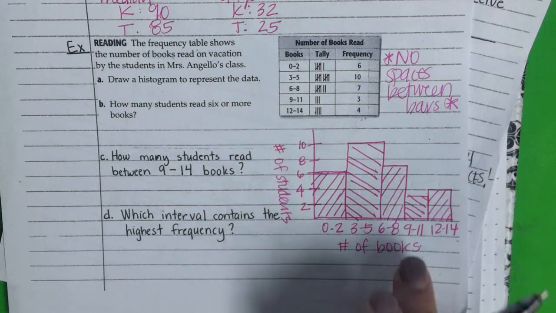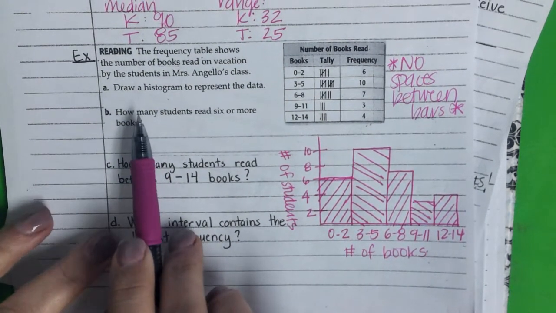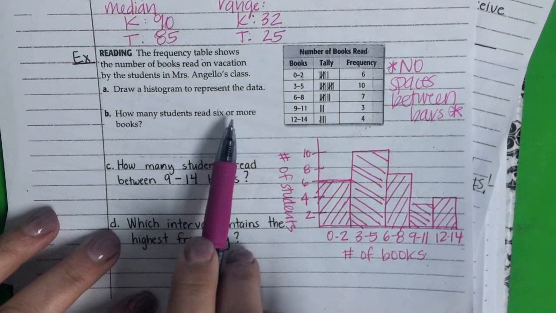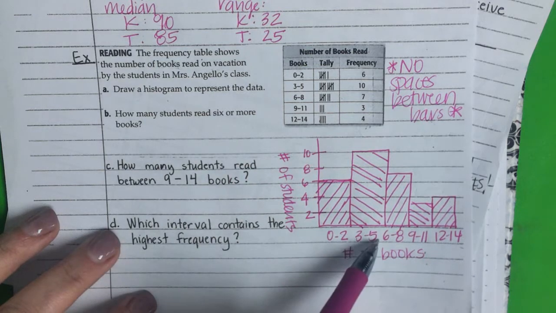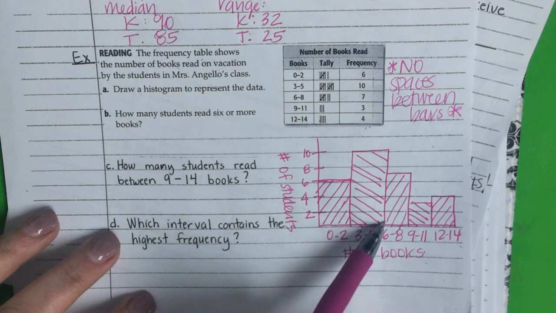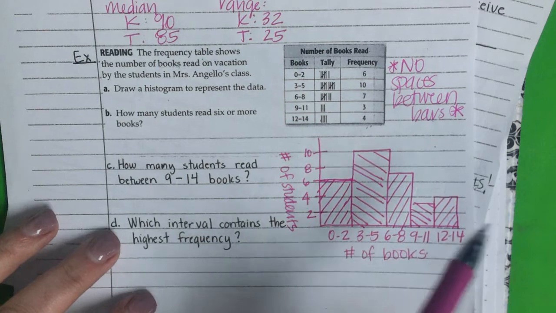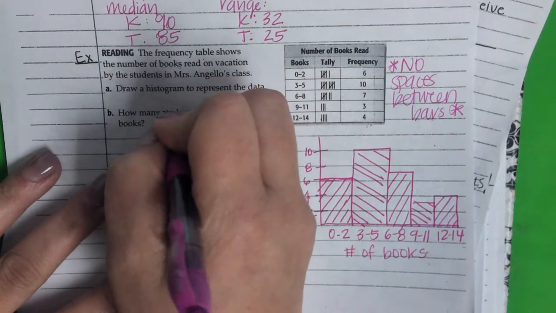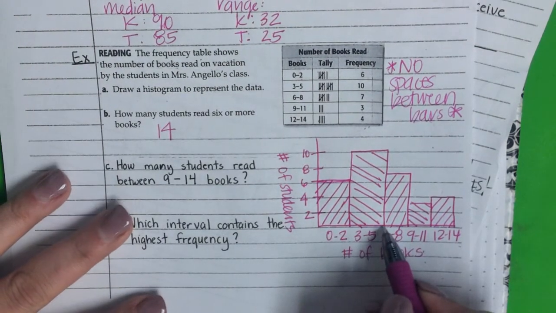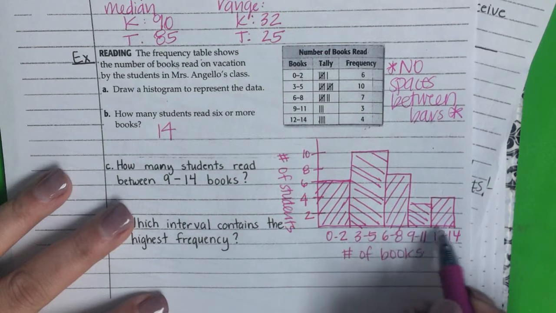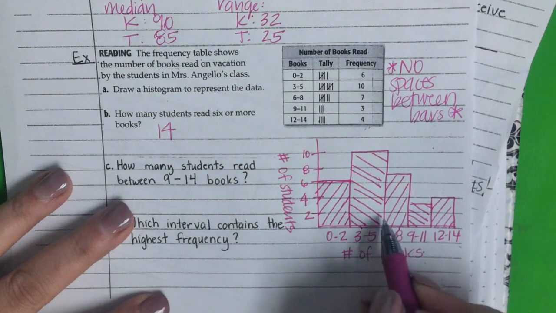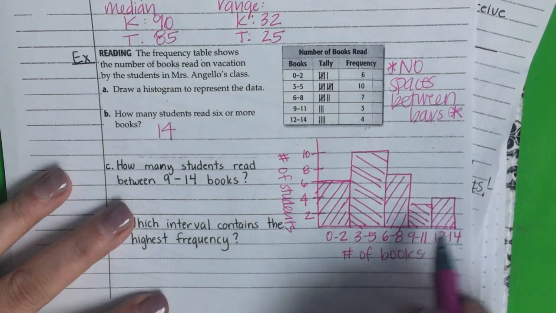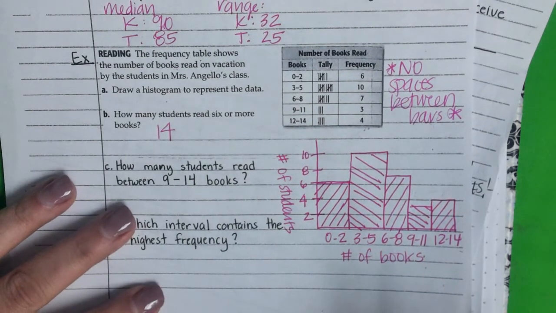All right, so let's look at some questions. How many students read 6 or more books? 6 or more starts right here. How many? 14. And let's look why. If we start right here, this is 6, starting right here. 6 or more, we got to add together 7, 3, and 4, which would give us 14.